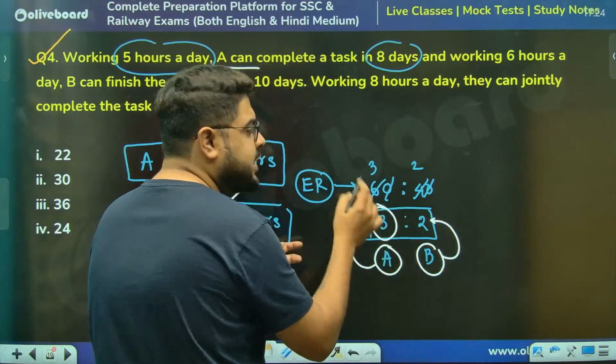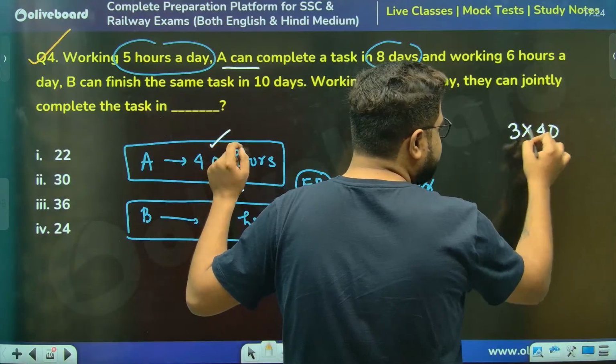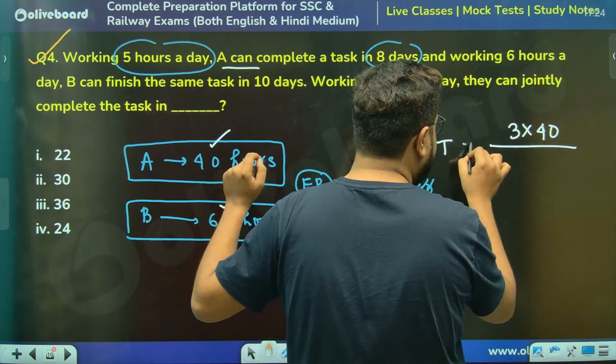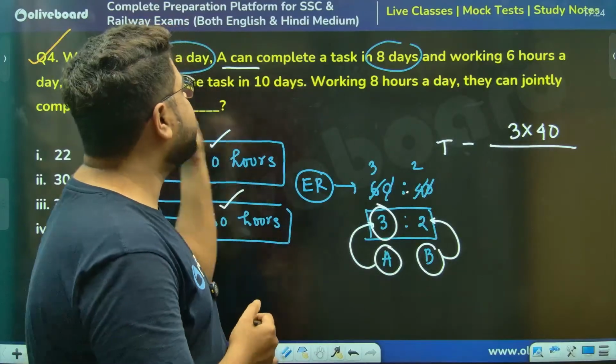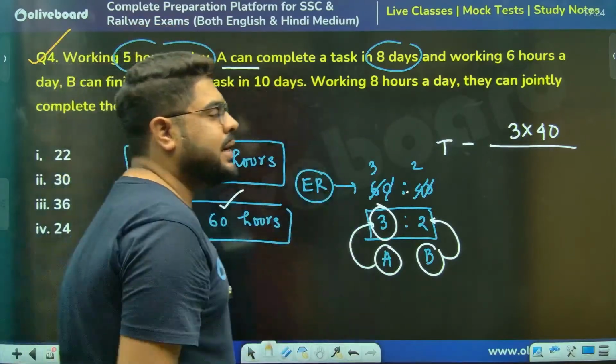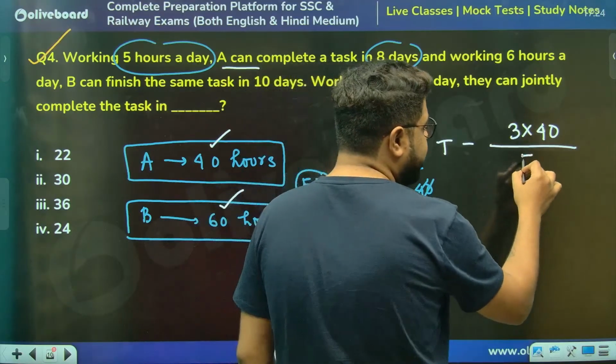A can do 3 units per hour. In 40 hours, A will do 3 into 40. Now, I need time: total work by efficiency. Who will do it, sir? They can jointly complete. They will jointly do 3 plus 2, 5 units every hour.